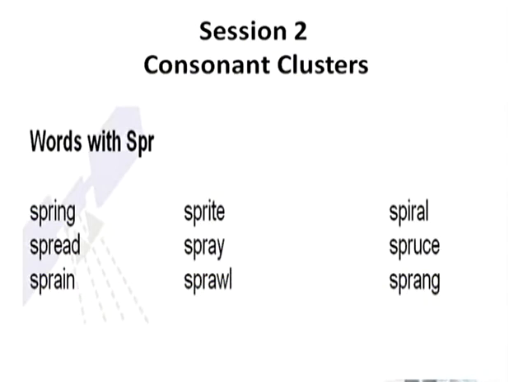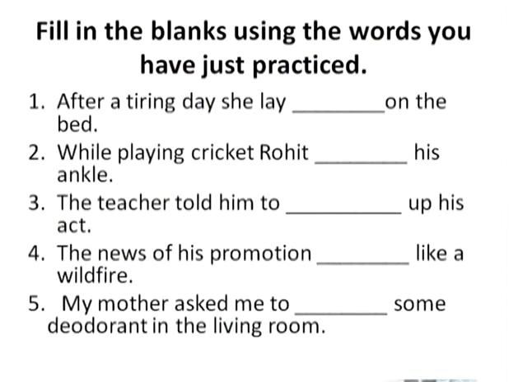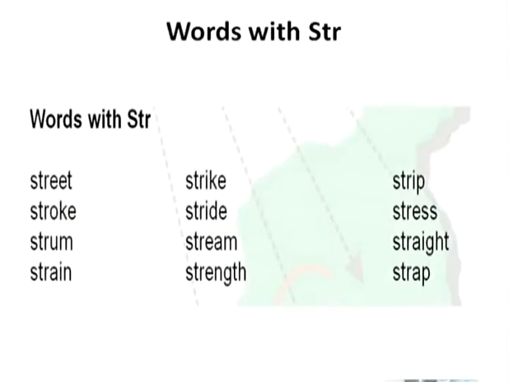Spiral, spruce, sprang. Then we have the next cluster, which is str. S-T-R, like street, stroke, strum, strain.